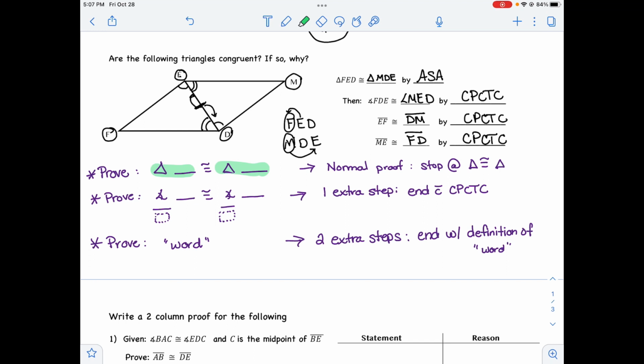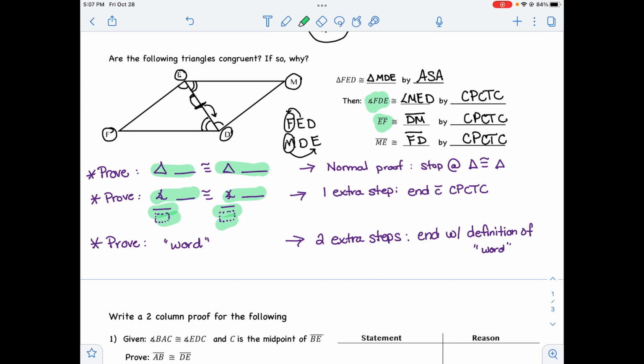If it then asks us, after we do that, to do corresponding parts or to prove that an angle is equal to an angle, kind of like these last two examples, we had to do an angle is equal to an angle, segments equal to a segment. So if we're proving an angle is congruent to an angle or a segment is congruent to a segment, we have to do an extra step, and we end that with the CPCTC.